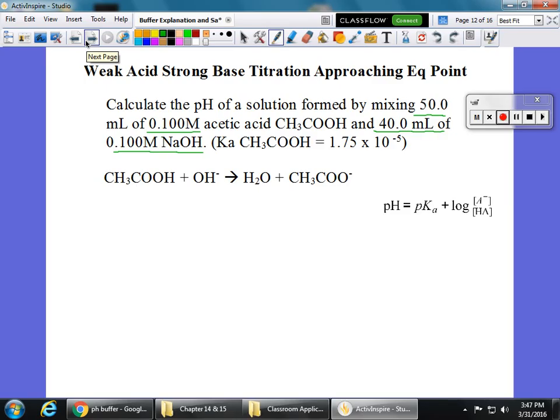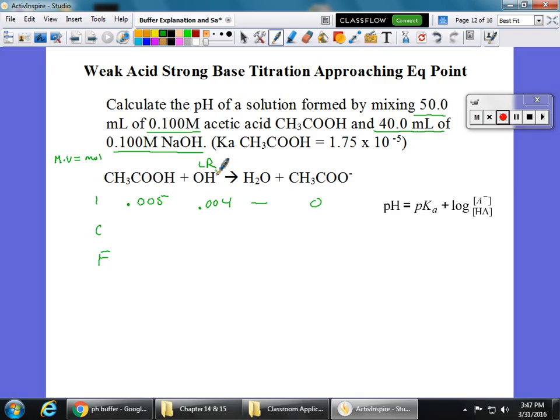Like we did before, we're going to do molarity times volume, and that's going to give us the moles of our acid and base. So for my acid, it's the same as it was before, 0.005 moles. The base now, I've got 40 milliliters. So 40 milliliters times 0.1 molar sodium hydroxide is going to give me 0.004 moles. Again, we're not looking at the water. The conjugate base starts at 0.